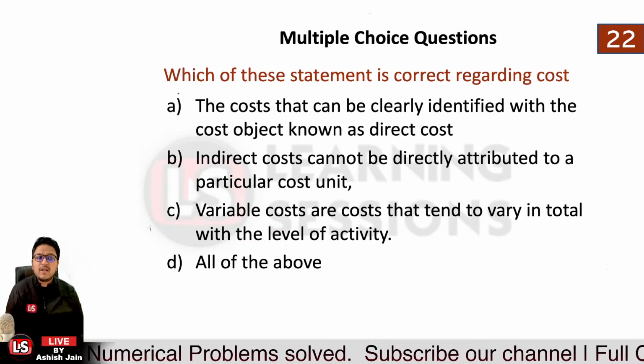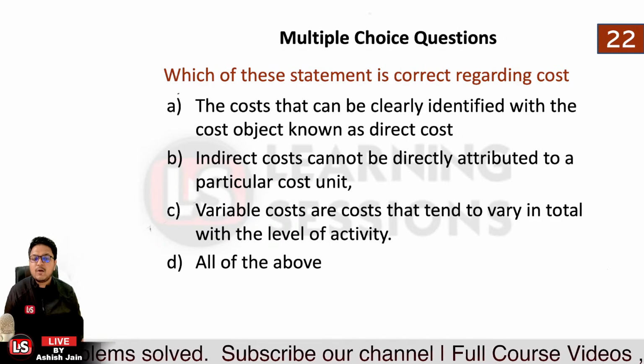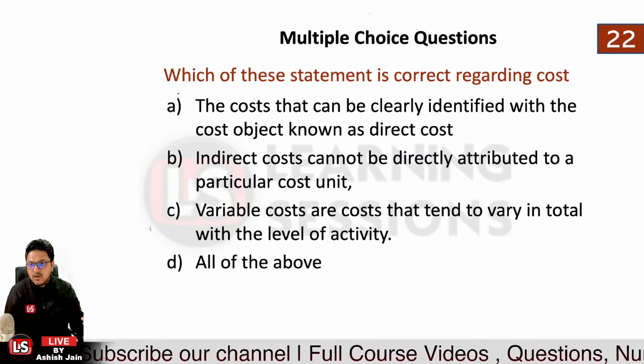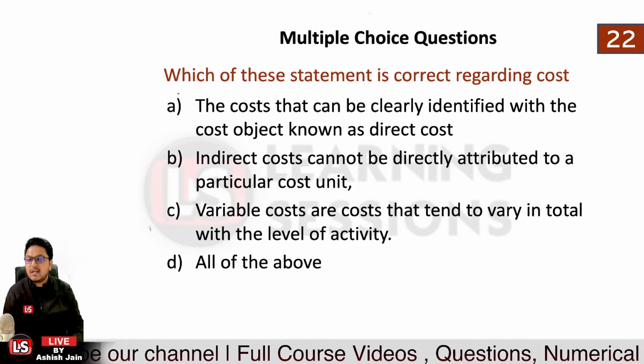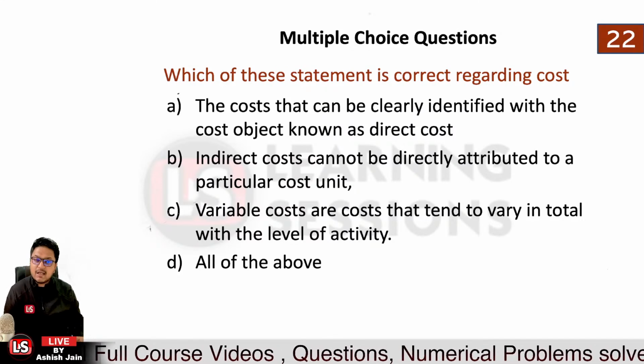Indirect cost cannot be directly attributed to a particular cost unit. You cannot directly attribute it to the cost unit, because indirect cost is not added to the product cost directly. Indirectly it can be added to it, but directly it cannot.